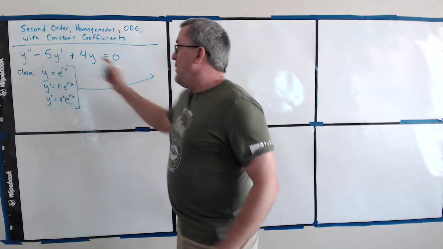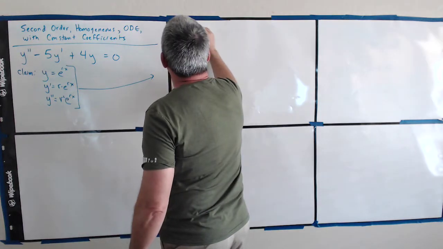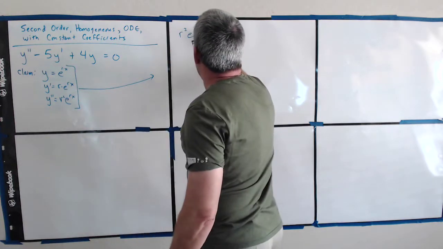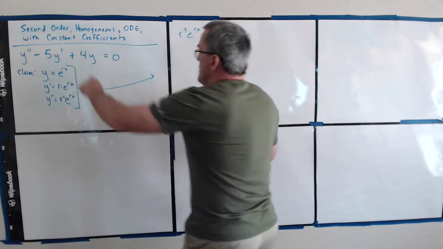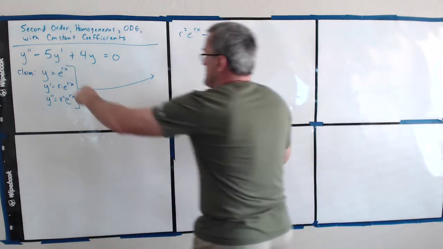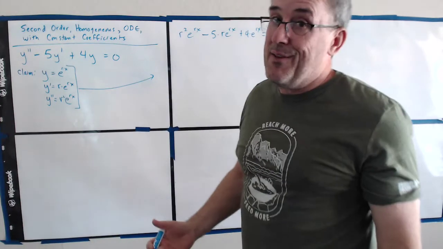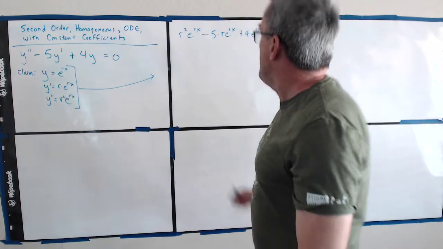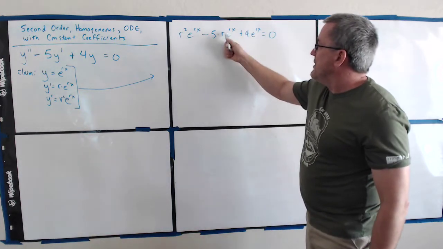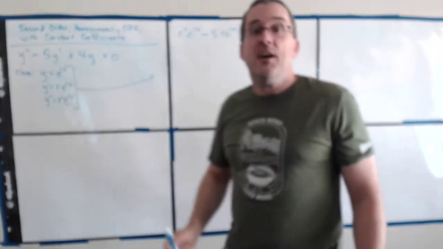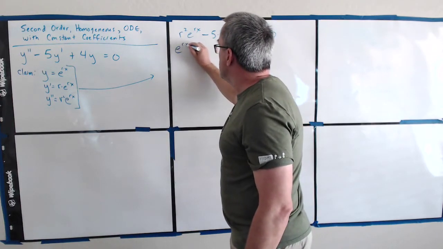Here's how. What has to be true is that y double prime, that is r squared e to the rx, minus 5y prime, that is minus 5 times r e to the rx, plus 4y, that is 4 times e to the rx, can combine and make 0 if we get the right value for r. Now look at here, algebraically speaking, we've got a term involving e to the rx, we've got a term involving e to the rx, we've got a term involving e to the rx. Let's factor out that common factor. Let's factor out e to the rx.